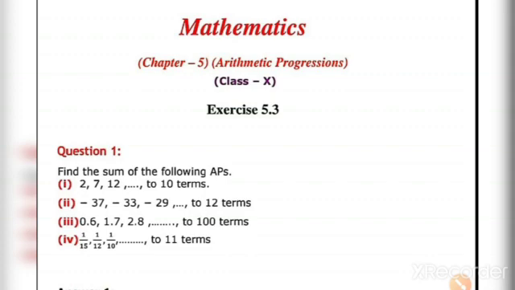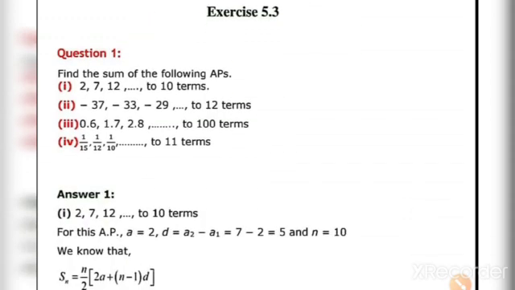Subject Mathematics, Standard 10, Chapter number 5, Arithmetic Progression. In this lecture, we are beginning with exercise 5.3, question number 1. Find the sum of the arithmetic progression which is given in the question. So our first question is 2, 7, 12 up to 10 terms.